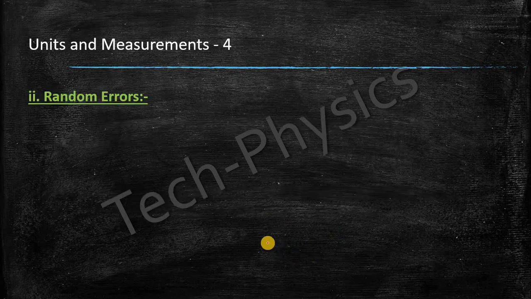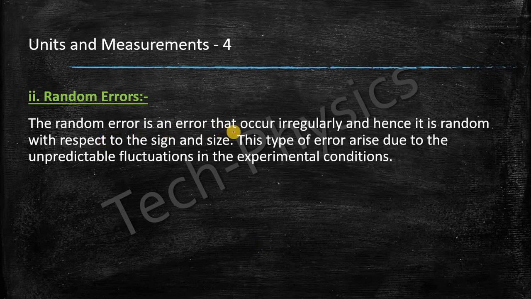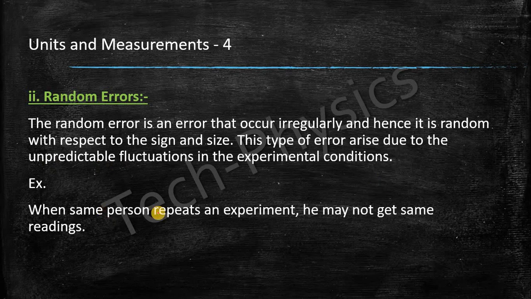Random errors. So these are second type of errors. The random error is an error that occurs irregularly and hence it is random with respect to the sign and size. This type of error arises due to the unpredictable fluctuations in the experimental conditions. For example, when same person repeats an experiment, he may not get same readings. So this happened due to the random errors.